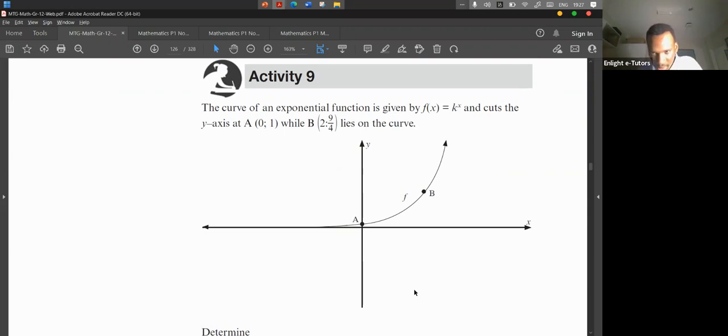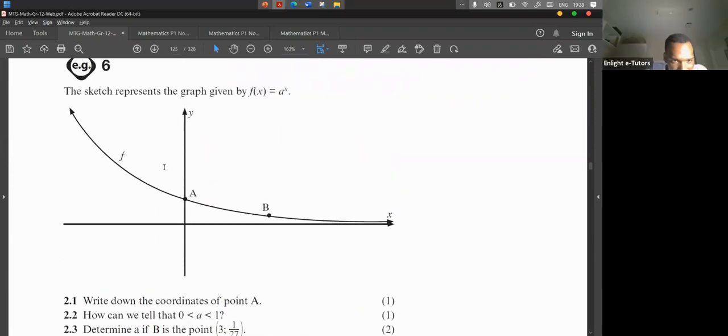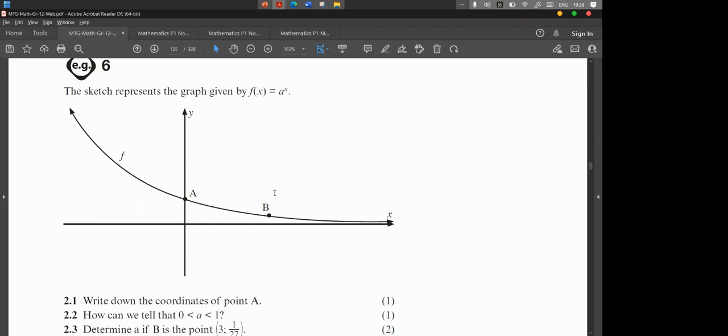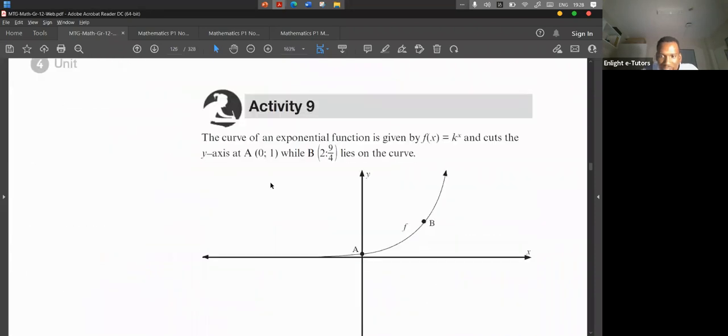You get what I'm trying to say? Look at this one. You see, here, this a or the k, the a here is between 0 and 1. It doesn't equal 0, it doesn't equal 1. It's between them, understand? But if it's greater than 1, the graph is going to face like this. Now, if it has a negative, it flips downwards. It's going to face downwards.